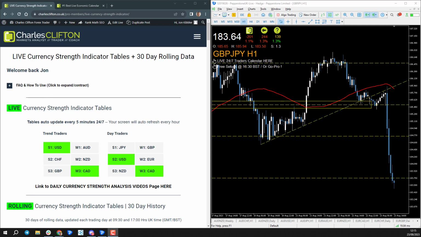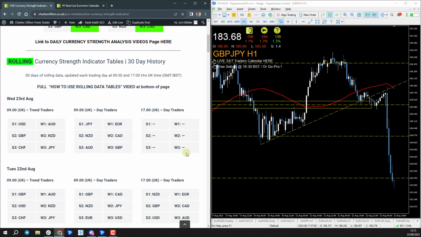Here you can see we have our live tables in front of us, and yet again we've had lots of change in the markets today. You can see I've got pound yen on the right hand side and how that has changed over the period of today.